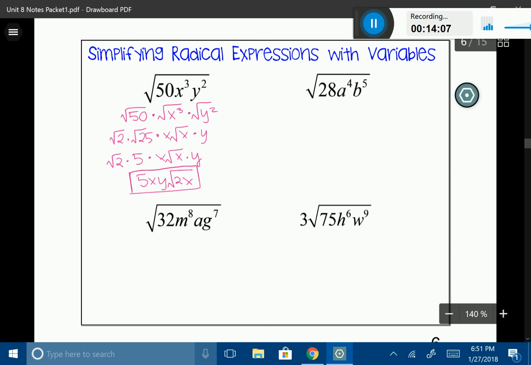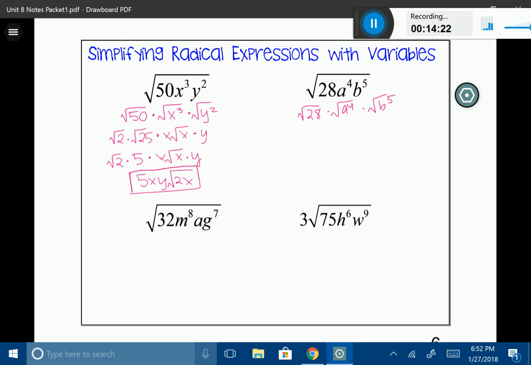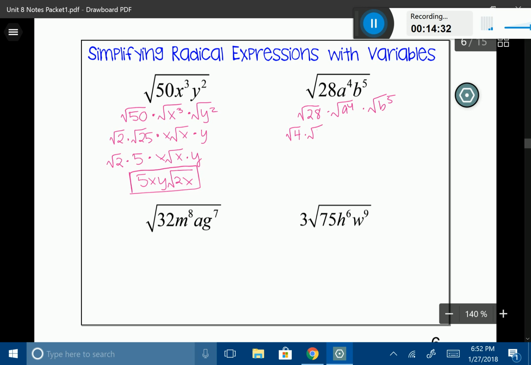And that is my simplified expression. Okay, let's try 28a to the 4th, b to the 5th. Let's start off by breaking it into root 28, root a to the 4th, and root b to the 5th. And I'm going to go find my calculator, or you might know this one right off the top of your head, but you're looking for a number that is a nice perfect square number. And in this one, it's actually kind of small. It's 4. So 4 and 7. And then let's go ahead and break down a to the 4th, which will just be a squared. And then b to the 5th will be b squared and then a b.